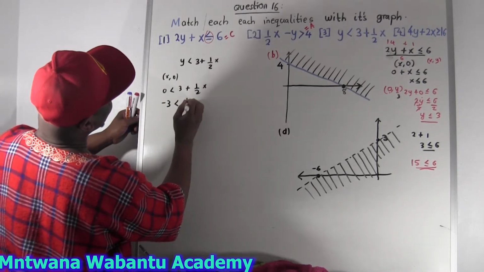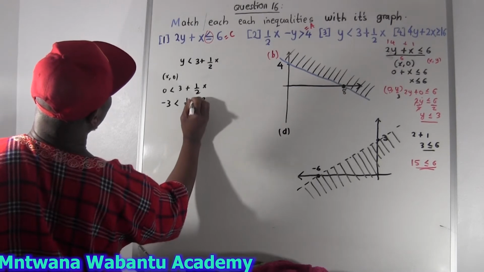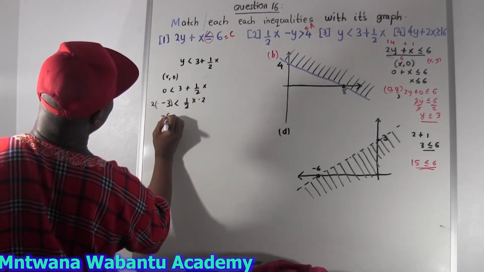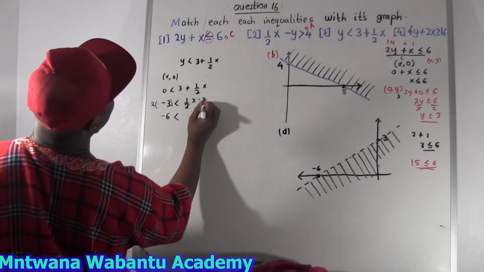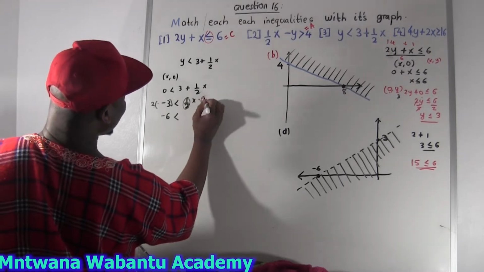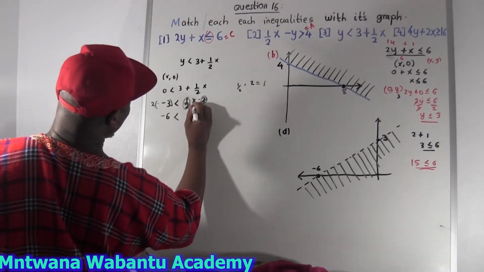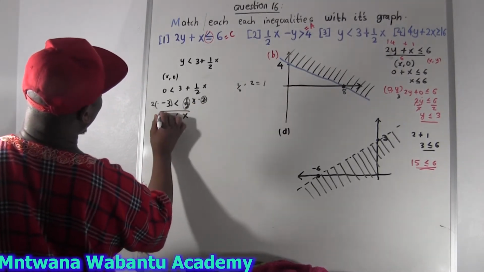-3 less than a half of x. I just want x, so what am I going to do? Multiply by 2 throughout. 2 times -3 equal to -6, less than. This and this cancel because a half times 2 equal to 1. So here we're only left with x. So you see this is the final answer.